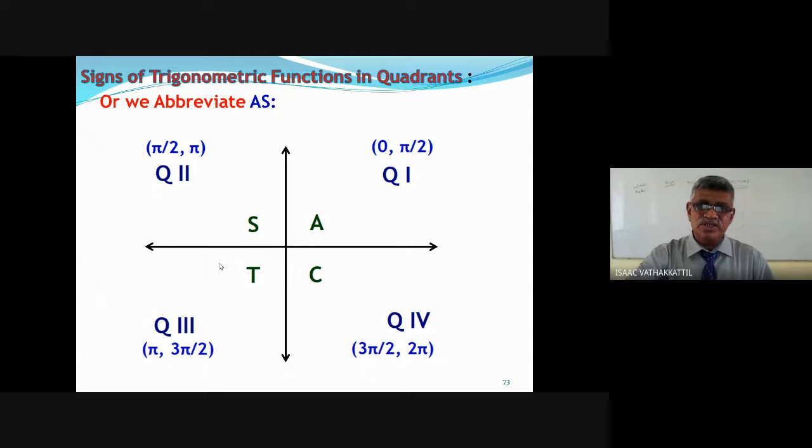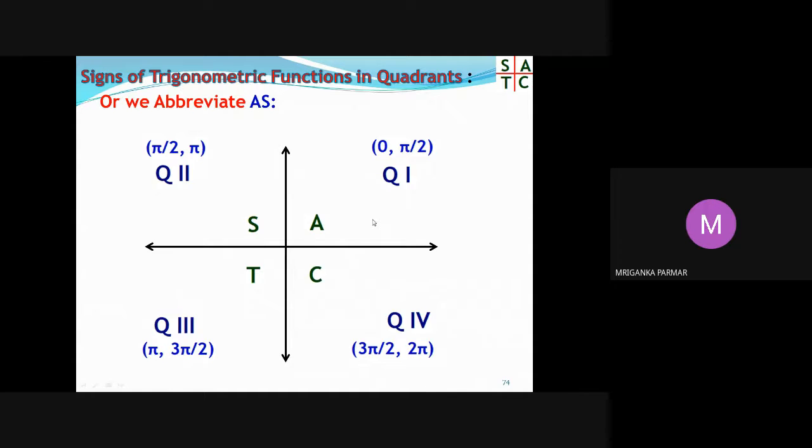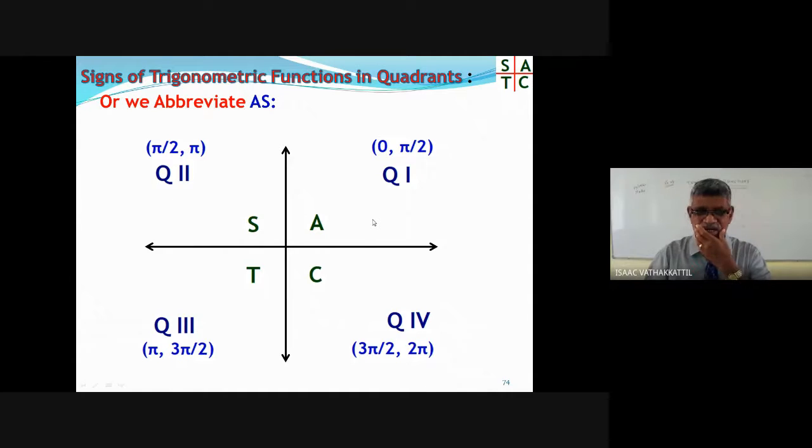I can ask more questions here. I only remember ASTC. Which are the quadrants in which sine is negative? Come on. Which are the quadrants in which sine theta is negative? 3 and 4.